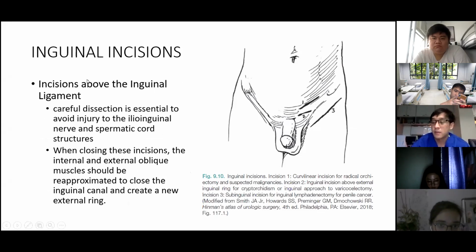Incisions above the inguinal ligament. Here, careful dissection is essential to avoid injury to the ilioinguinal nerve and spermatic cord structures. When closing these incisions, the internal and external oblique muscles should be reapproximated to close the inguinal canal and create an external ring.